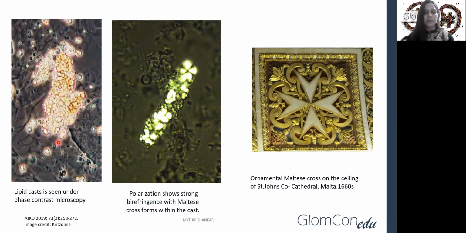We may also see lipid casts. This is an image of a lipid cast which is seen under phase contrast microscopy. When we see the same cast under polarized light, we may find a Maltese cross. This is an image of an ornamental Maltese cross on the ceiling of St. John's Cathedral in Malta, which was built in the 1600s.